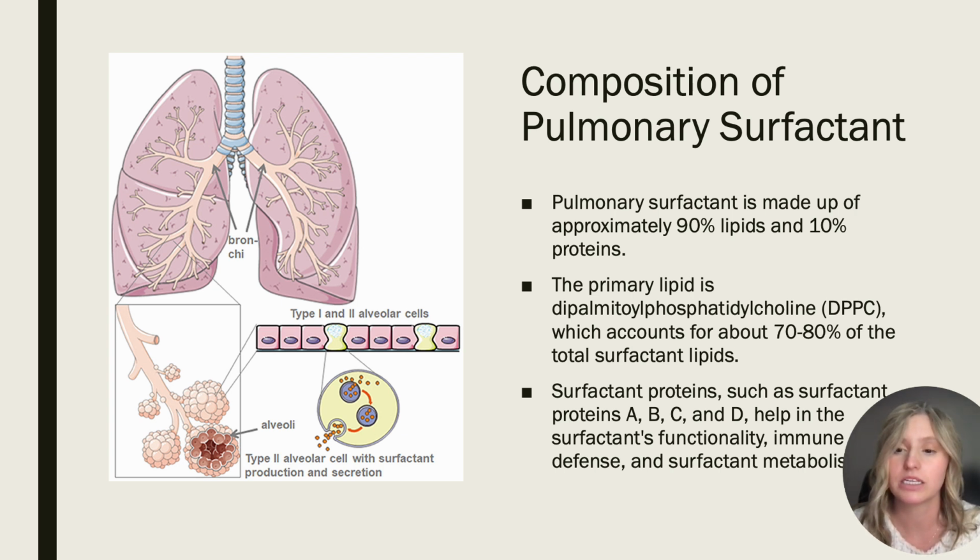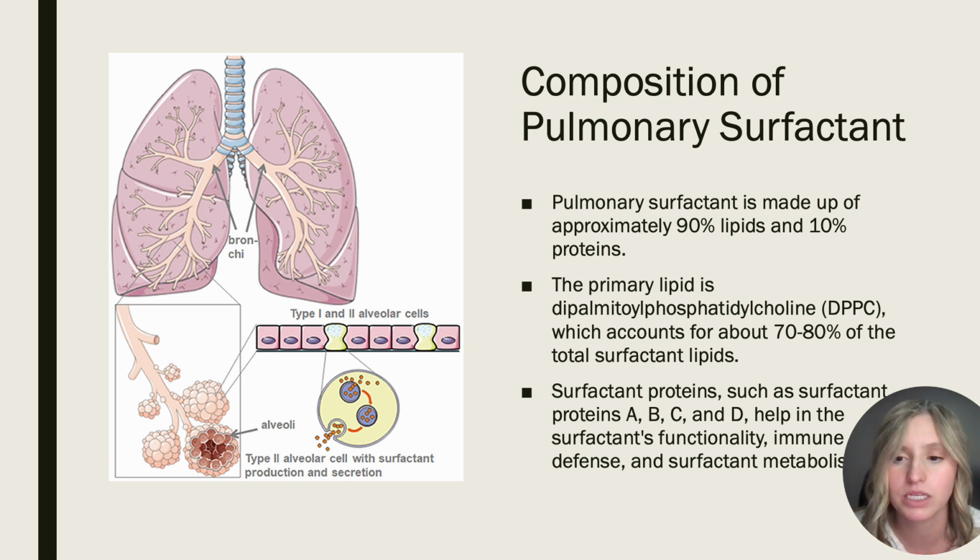Pulmonary surfactant is composed of about 90% lipids and 10% proteins. Now, the most abundant lipid in the surfactant, like I said, is dipalmitoylphosphatidylcholine, or DPPC, which is essential for reducing surface tension. Now, the DPPC's structure allows it to spread out over the surface of the alveoli, creating a thin film that prevents them from collapsing. In addition to lipids, the surfactant contains 4 surfactant proteins: A, B, C, and D.